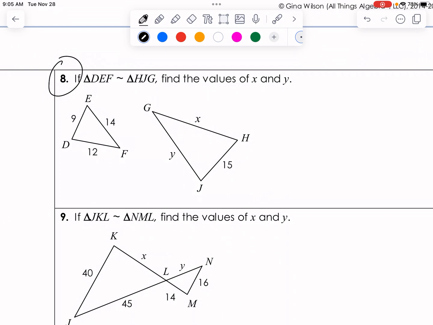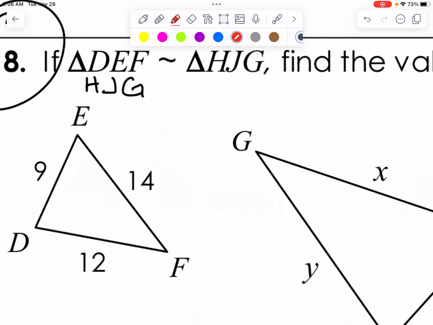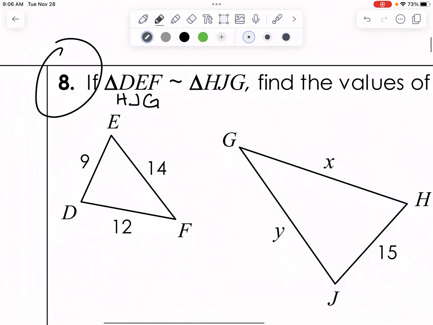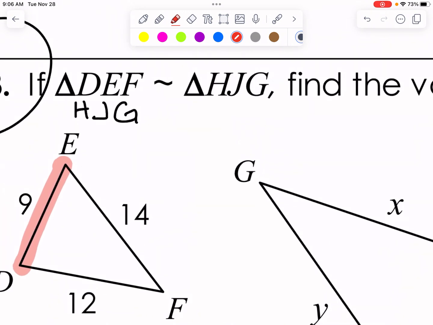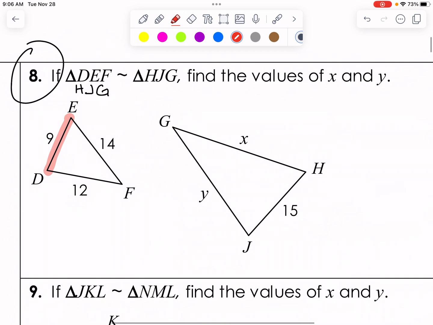So what corresponds with what? If you're not sure, that's why we're writing it here, lining it up. If you need to, highlight what corresponds with what. So we know the first two, DE, I'll highlight DE, corresponds with HJ. It looks like those are kind of like the bases here. And we can look at the figure to determine what corresponds with what. Let's go with EF.